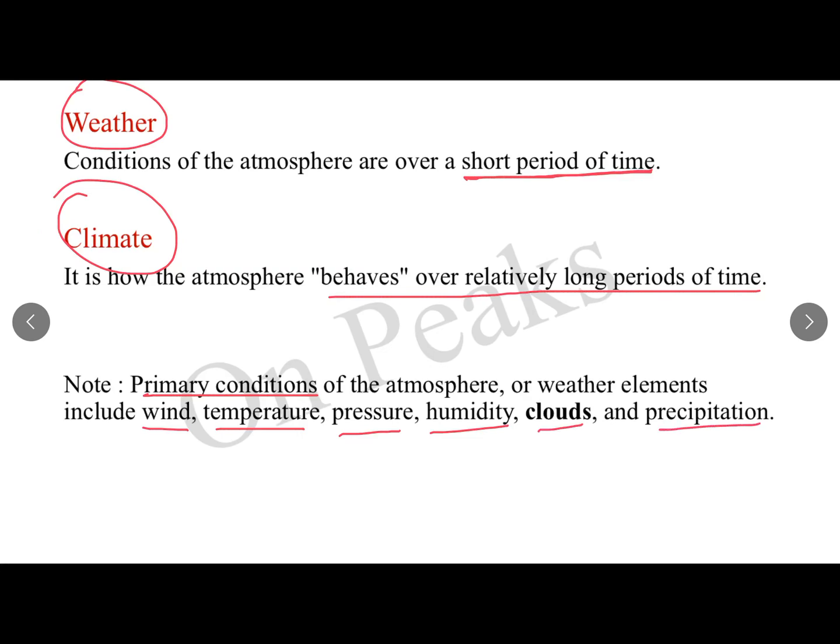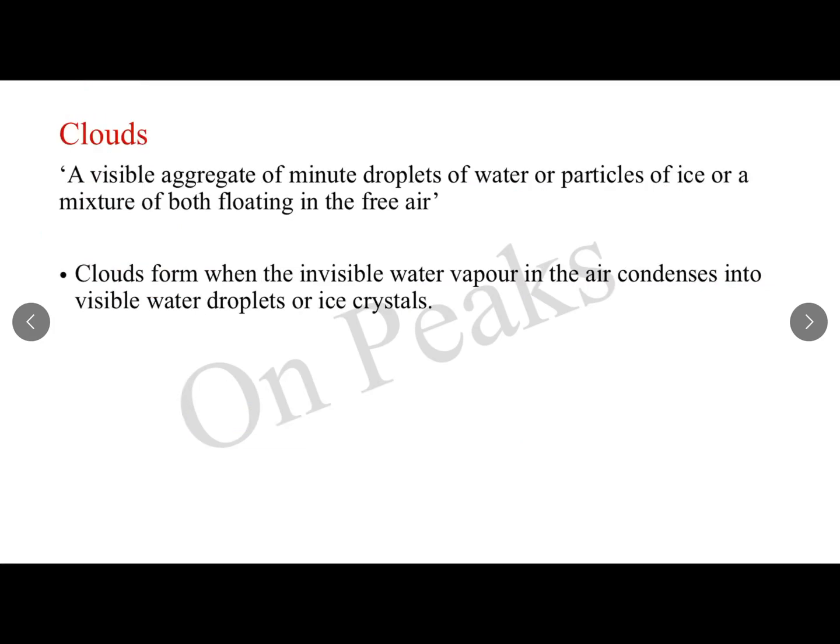Now in the first class, we'll go about clouds. We'll learn about what clouds are, how they are formed, and what the different types of clouds are. Cloud, we all might be knowing what is a cloud. Cloud is a visible accumulation of minute droplets of water or particles of ice. It may be droplets of water or particles of ice which is visible.